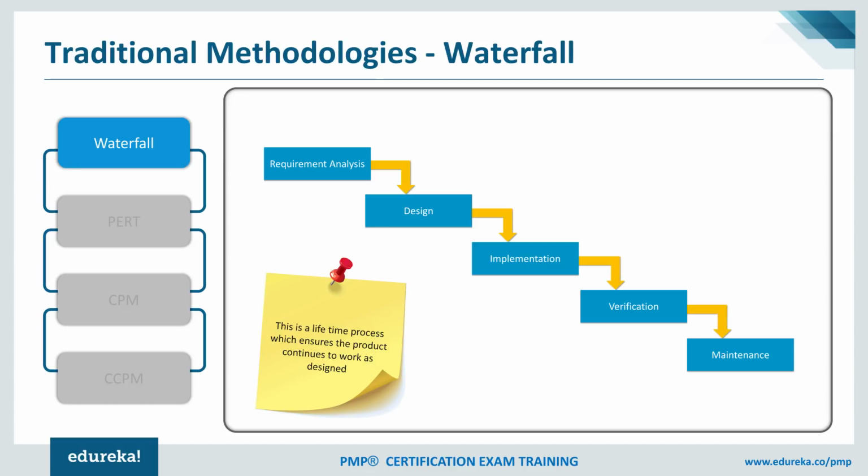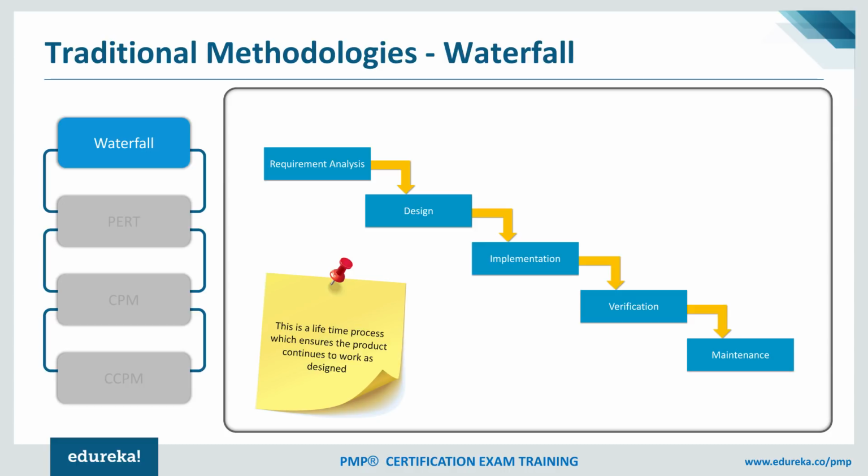Once we do that, obviously we put the product into production, we implement that product, and then we start supporting it. So typically, as a part of waterfall, we start with requirement analysis, we do design, we do verification. Implementation will start a bit later once the verification is done, and then the maintenance will start. Maintenance is all about supporting that application or product once it is delivered.